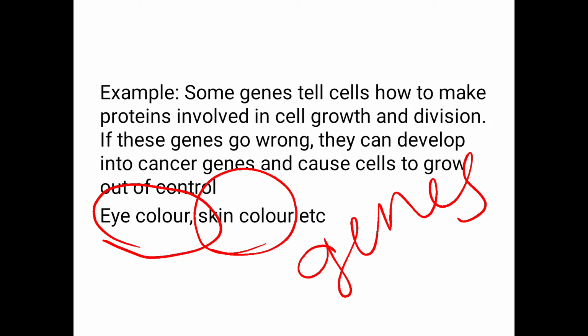Another example is that there are some genes which tell cells how to make proteins involved in cell growth and cell division. Now, sometimes these genes go wrong. It may happen that there is an error in coding. Then an abnormal growth of cells can occur. It can cause cells to grow out of control.